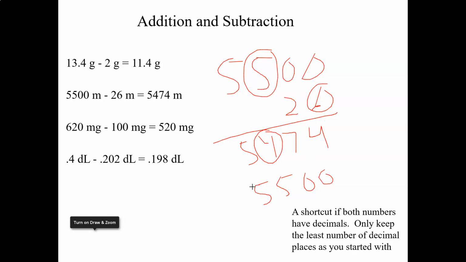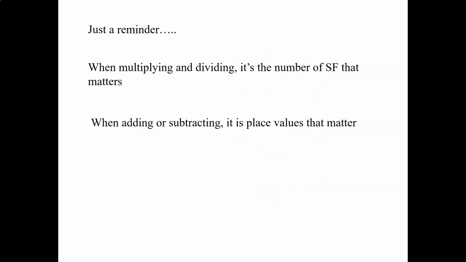And that is pretty much how you do math with sig figs. But keep in mind, multiplication and division is one rule, and it's the number of sig figs that matter. When you're doing addition or subtraction, it's a different rule, and it's the place value that matters. So keep that in mind when you're doing these.